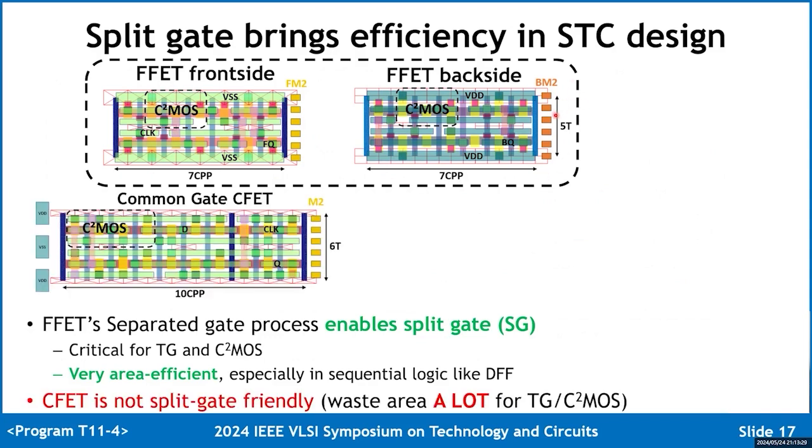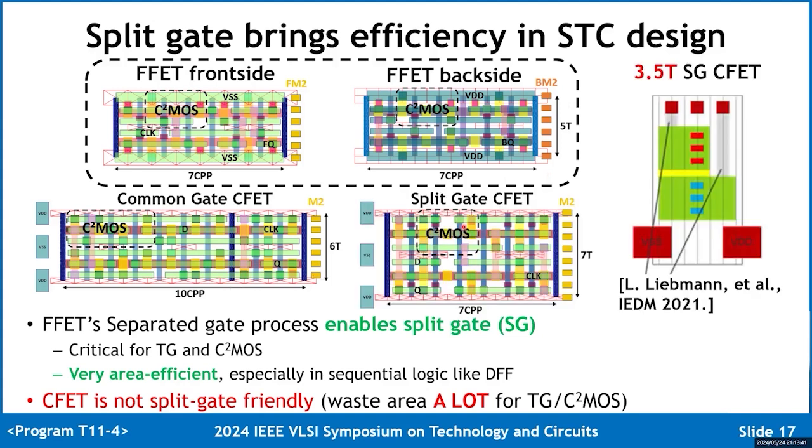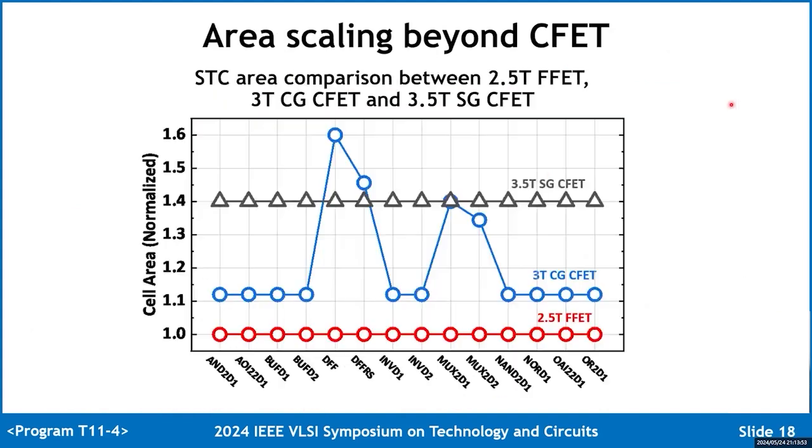However, the CFET is not split gate friendly. It costs extra cell height and width area in D flip-flop design because of the larger transmission gate or C-squared MOS. Actually, the CFET can support split gate, but extra cell height, like 0.7T, would be wasted for bottom gate connection to the M0. This picture shows that the 2.5T FFET gains extra profits over the 3T CFET with the help of split gate.